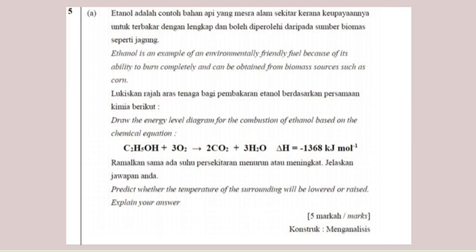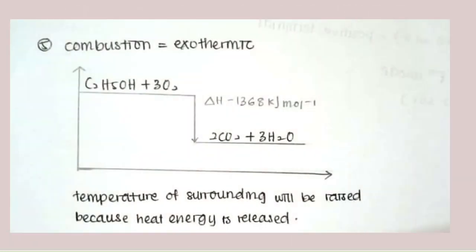Question 5. Combustion is an exothermic reaction, so the energy diagram shows that the reactant is C2H5OH + 3O2 and the product is 2CO2 + 3H2O. And the temperature of the surrounding will be raised because heat energy is released.